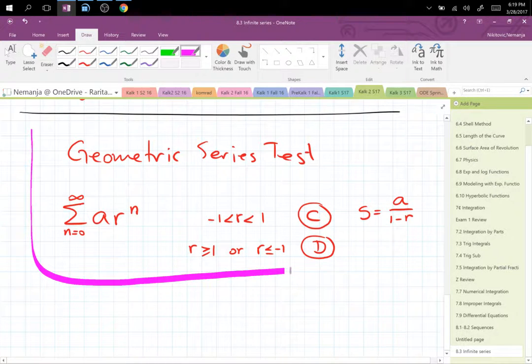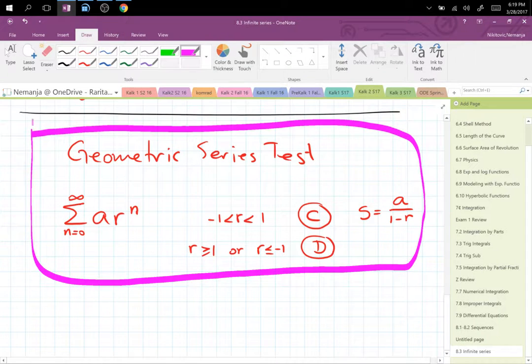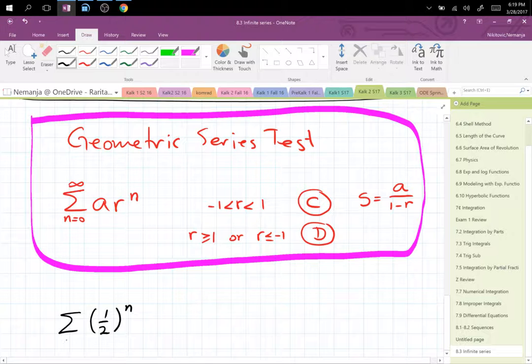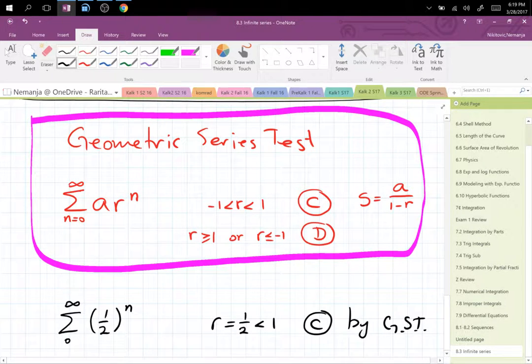All right. So I hope that you see that if you don't memorize this, you are doomed, because the problem looks like this. Test for convergence, summation of 1/2 to the n, from 0 to infinity. This is how the problem looks. And the solution is r equals 1/2, which is less than 1, converges by geometric series test. Done. That's it. The problem is solved.